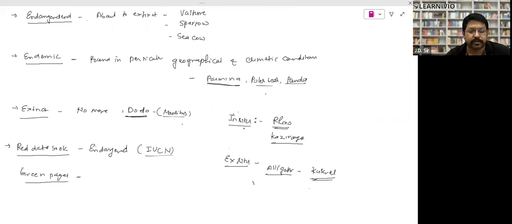What is in situ conservation? Tell me guys, what is in situ conservation? No? There is a line in NCERT, please note it down. Then I will tell you what is in situ and ex situ conservation. Please note it down.